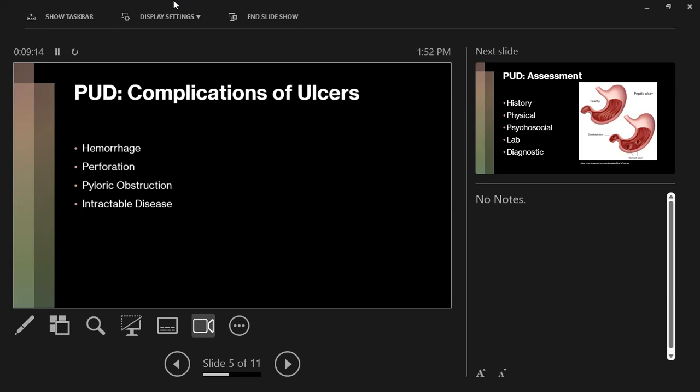Pyloric obstruction can occur due to scarring, edema, or inflammation. These patients will typically present with abdominal bloating, nausea, and vomiting, and it can lead to metabolic alkalosis and/or hypokalemia. Intractable disease often occurs when patients have multiple stressors or they do not adhere to treatment of peptic ulcer disease well. With intractability, the patients continue to have recurrent pain despite treatment.